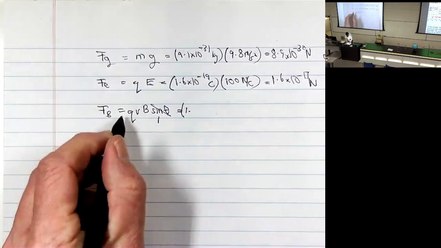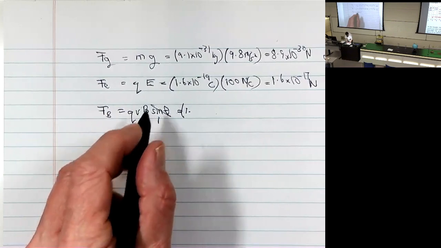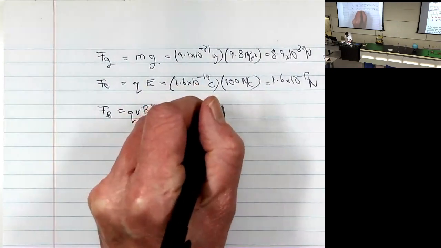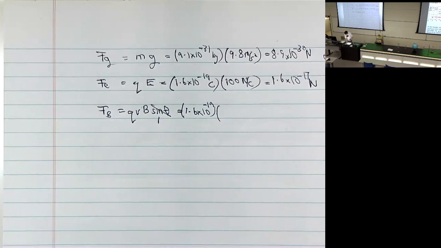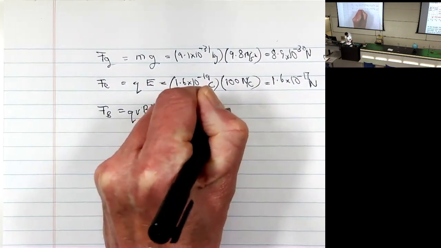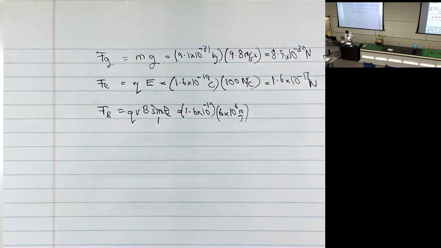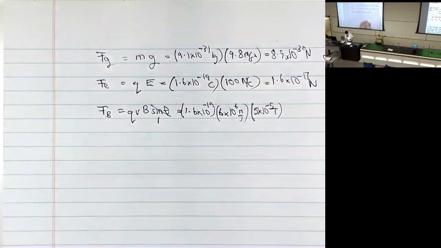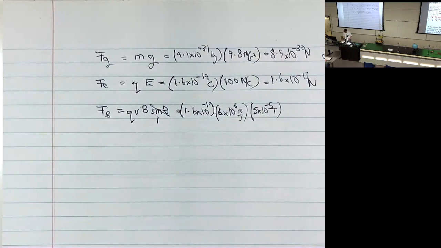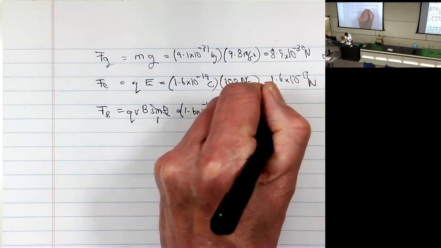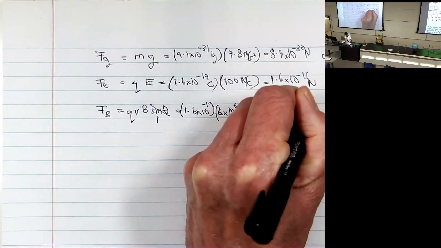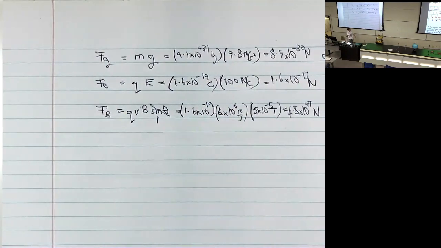Now we just have to fill in the other quantities: the charge, the motion, and the field. So 1.6 times 10 to the minus 19 coulombs. v is some ungodly large speed, 6 million meters per second. And B is some ridiculously small number of Teslas, 5 times 10 to the minus 5 Teslas. If we multiply all these quantities together, I got 4.8 times 10 to the minus 17 newtons.